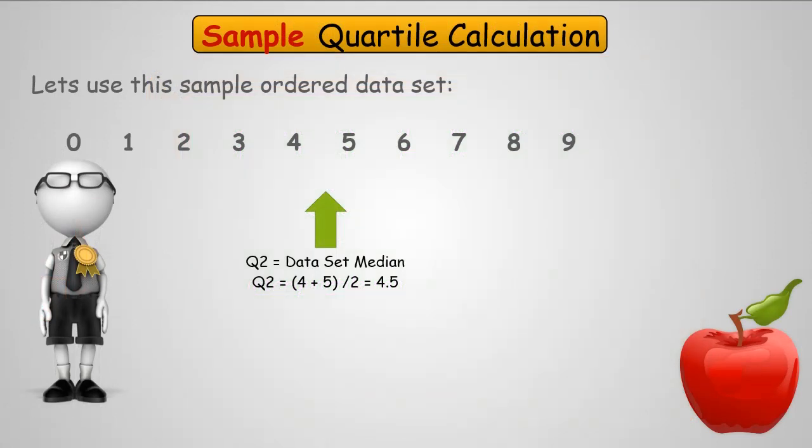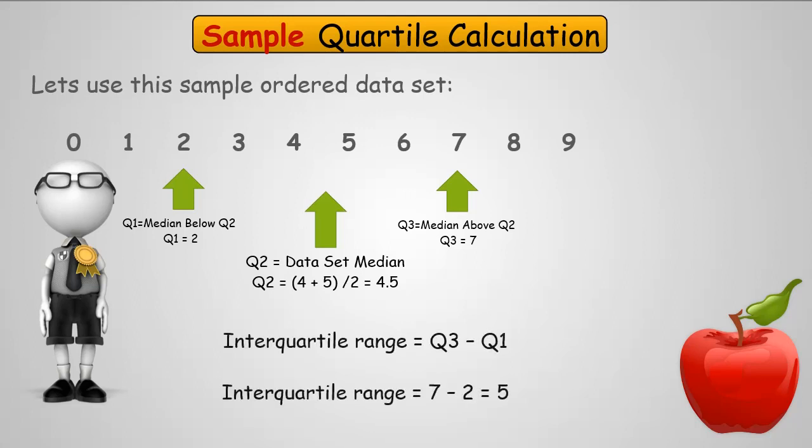So just a review from what we did last chapter. Q2 is going to be 4.5. It's the median of the entire data set, which means Q1 is the median of everything below Q2, which in this case is an odd number, is 2. Q3 is the median of everything above Q2, again an odd number, so it becomes 7. Finally, the interquartile range as Q3 minus Q1 means 7 minus 2 equals 5.